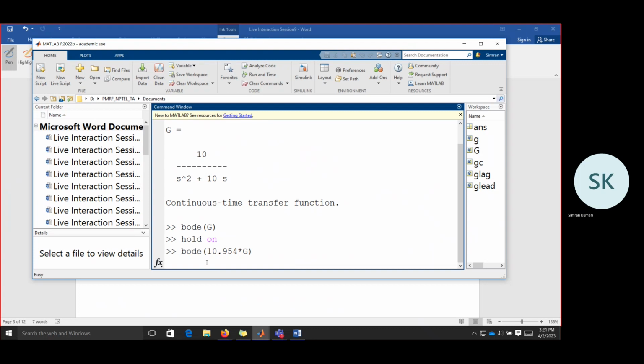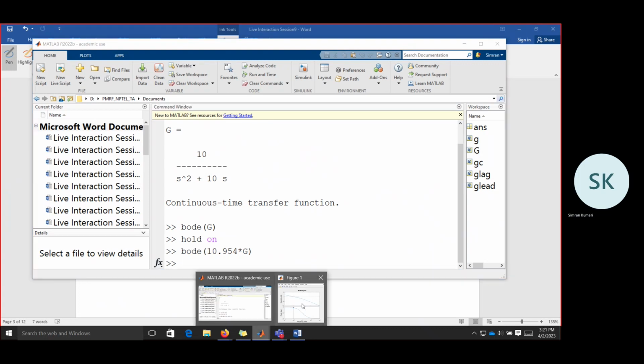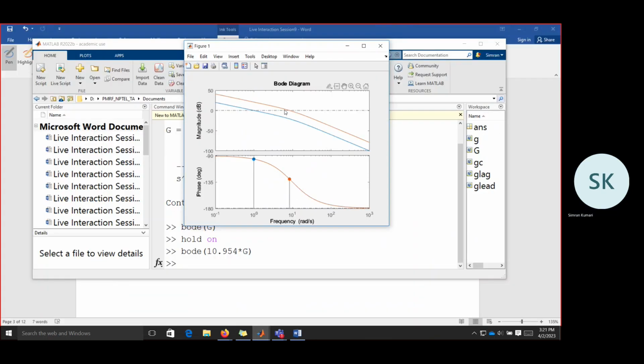10.954. Okay. See the Bode plot. This orange one is the new Bode plot. So we know that when we are multiplying gain in the open loop transfer function, the phase plot remains as it is, because there is no contribution in phase angle because of gain, and the magnitude plot is shifted upwards with increase in gain.